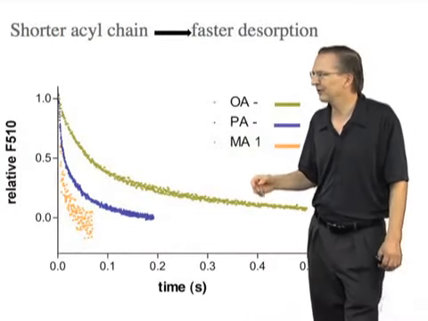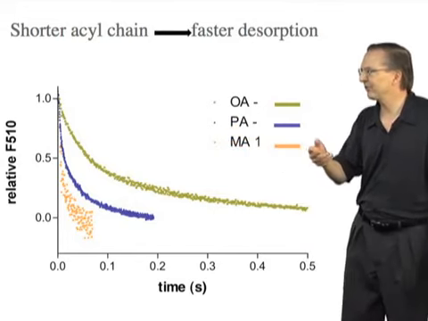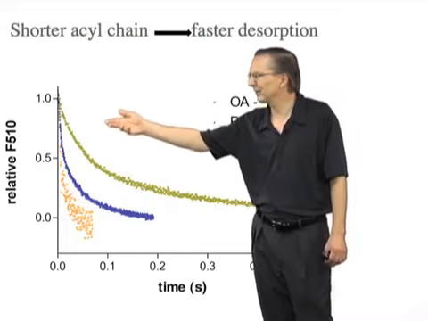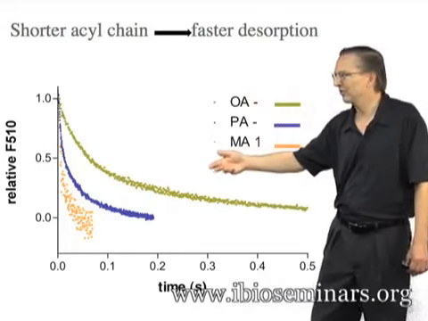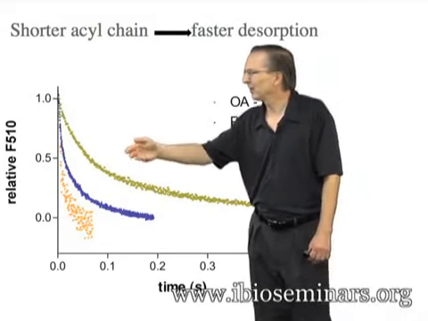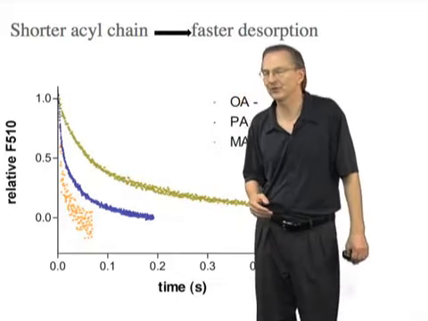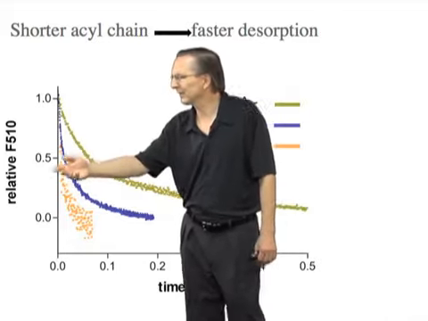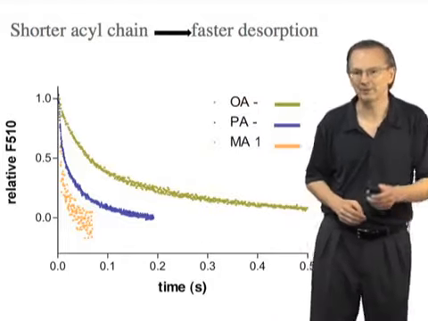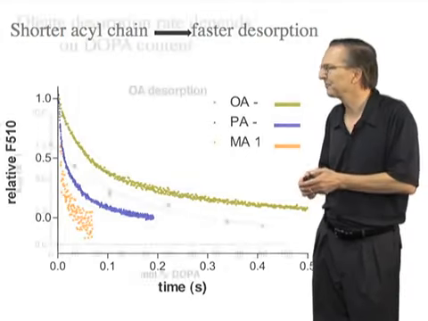You can see that this assay works by comparing the dissociation of fatty acids of different chain lengths. And so here you see that oleic acid, which is 18 carbon chain, dissociates fairly slowly. Palmitoleic acid, 2 carbons shorter, dissociates more rapidly. And myristoleic acid, 14 carbons, dissociates extremely rapidly. So it gives you a good readout for the dissociation kinetics.